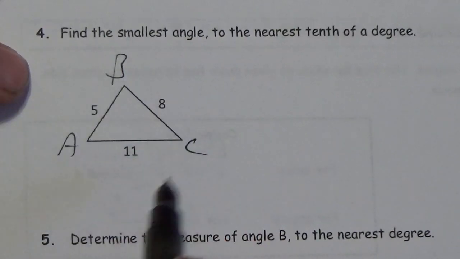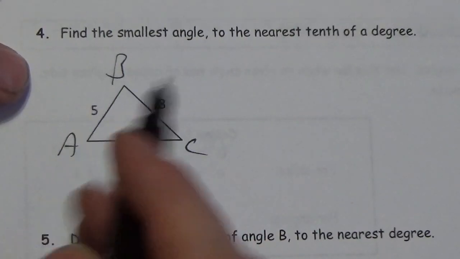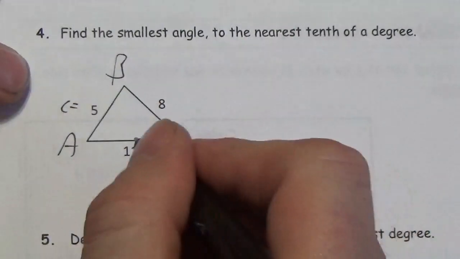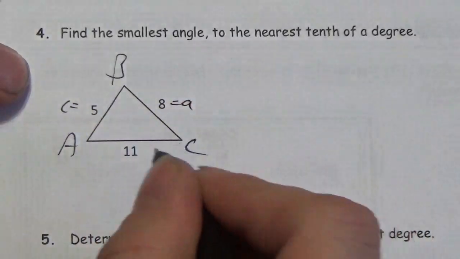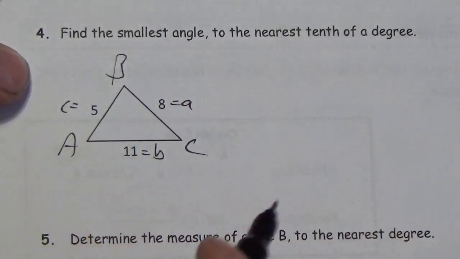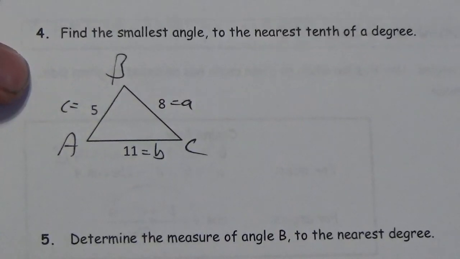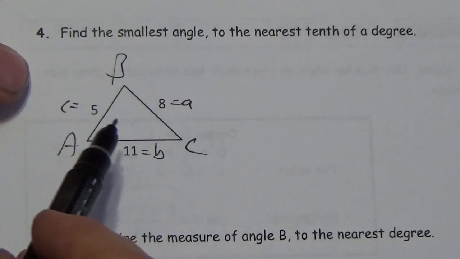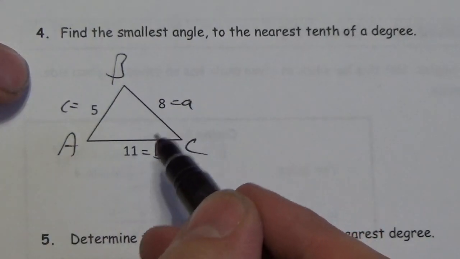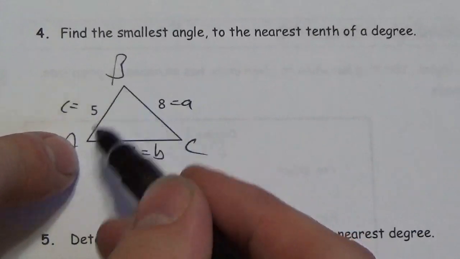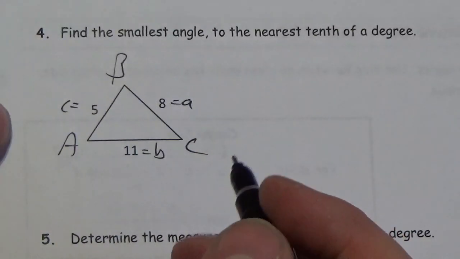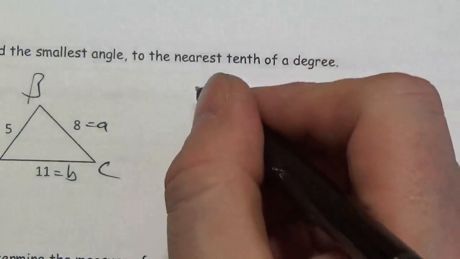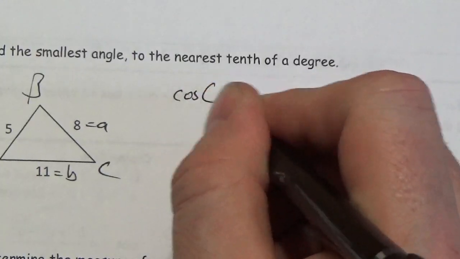So when we look at this right here, let's think about this. We've got little c is 5, little a is 8, and little b is 11. Which of those three angles must be the smallest angle? Well, it's got to be C, because it's opposite the smallest side. This angle opens up to the smallest of the three sides. So now I am looking for angle C. And I hope that makes sense.